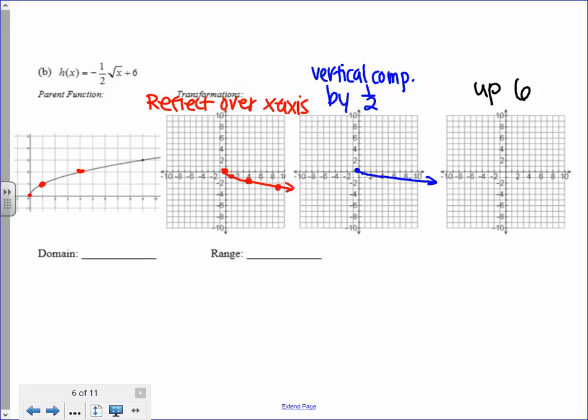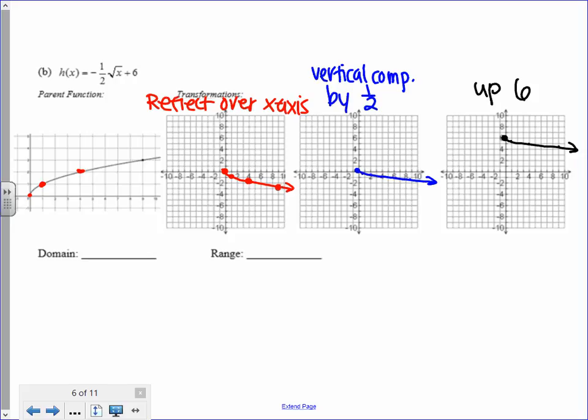Now the last one, up 6, should be very easy. I take all those points I just plotted and I move them up 6 units. So 0, 0 will now be at 0, 6. 1, negative 1/2 will be at 1, 5.5. 4, negative 1 will be at 4, 5, yep. And 9, negative 1.5 will be at 9, 4.5. So there's our carefully plotted graph.